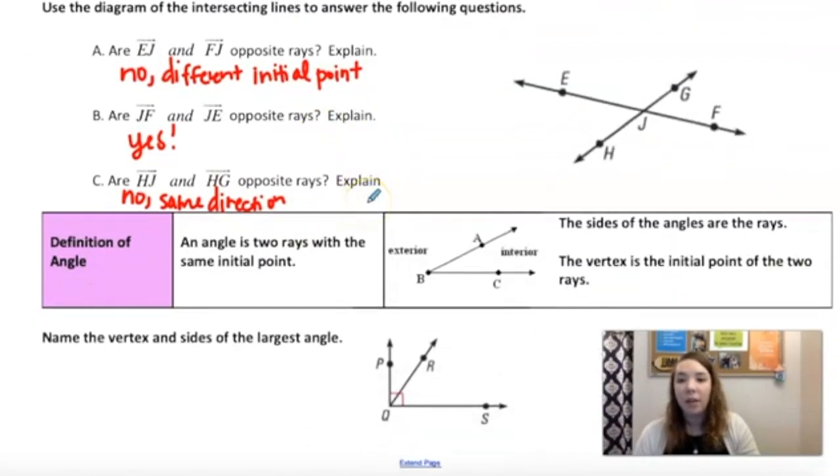Definition of an angle. An angle is two rays with the same initial point. So this one, our initial point is B, and we have a ray extending to C and a ray extending to A. The sides of the angle are the rays. The vertex is the initial point. Name the vertex and sides of the largest angle.